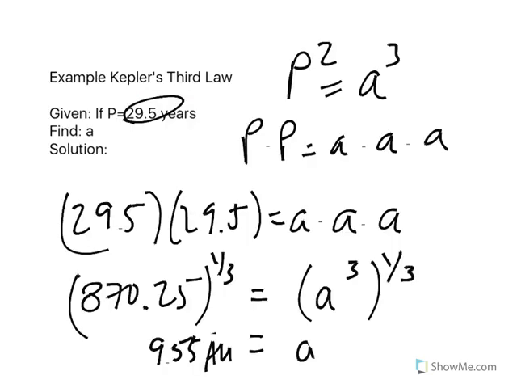So let's add this answer in. And the unit is AU, so the average distance of the planet to the star is 9.55 AU. And this object, when you look in your appendices in Appendix A, you'll see that it is the planet Saturn.